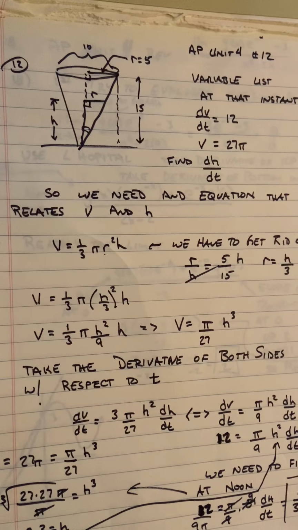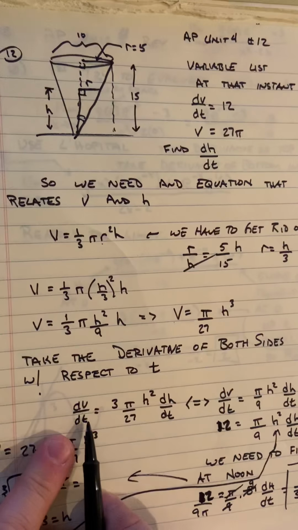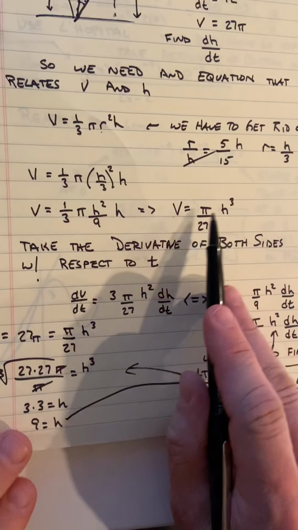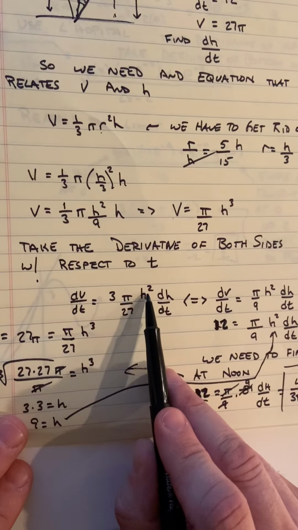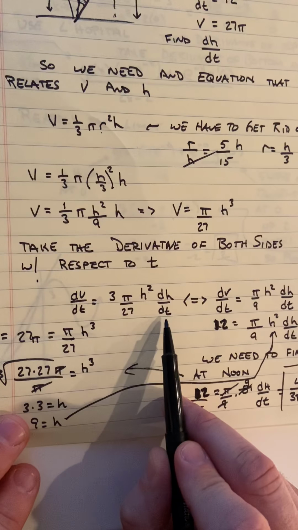So we've got to take the derivative of both sides. Taking the derivative of a v, tack on dV dt. Take the exponent down, multiply it around, 3, leave the constant alone, and it decreases by 1, but you just took the derivative of an h, so tack on dH dt.